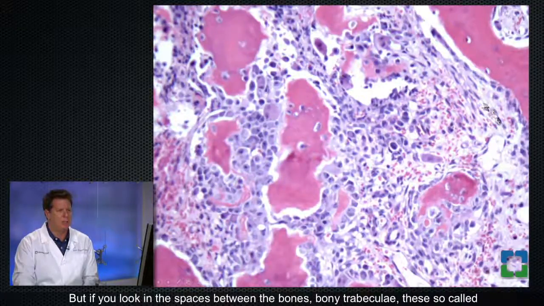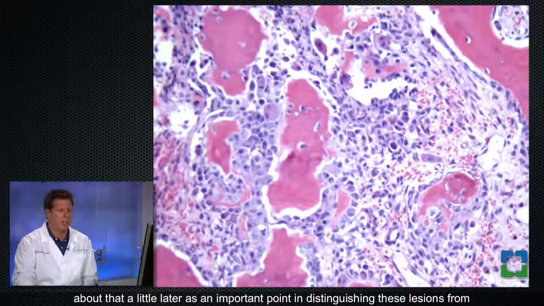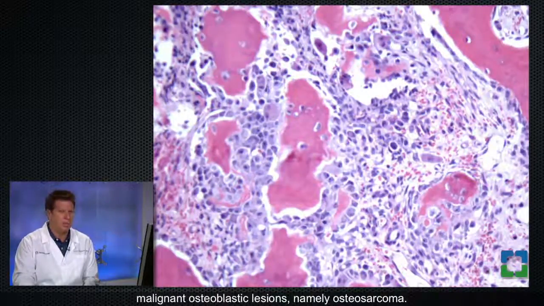But if you look in the spaces between the bony trabeculae, these so-called intertrabecular spaces, these are usually hypocellular and hypervascular, and we'll talk about that a little later as an important point in distinguishing these lesions from malignant osteoblastic lesions, namely osteosarcoma.